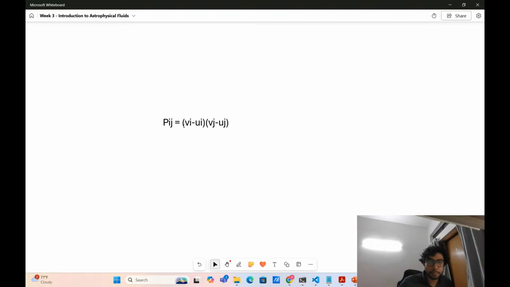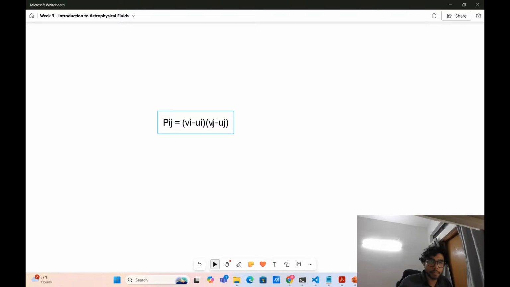Okay, so Pij would be something like this: Vi minus Ui times Vj minus Uj, and the average of this, right? As I said, when you are doing the average of some quantity, you have to multiply it with the Maxwell's distribution Fv and integrate over all u's. Now these i's and j's are basically the directions. So this could be x direction, y direction, or z direction. So let's say i is not equal to j, so if you are calculating xy, then what will happen?